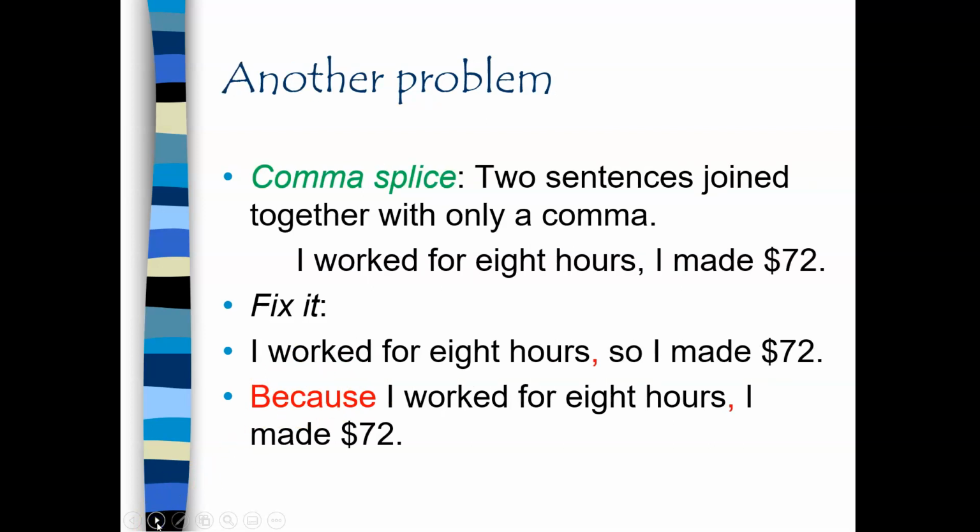This is probably the most common error. It's called a comma splice. It's where you have two sentences joined together with only a comma. It means that you need a conjunction of some sort, or you need to change your sentence structure. I worked for 8 hours, I made $72. That is wrong. You have two complete sentences joined with only a comma. So that's incorrect. I worked for 8 hours, comma, so I made $72. Or because I worked for 8 hours, comma, I made $72. This is, I think, the most common error that I see.